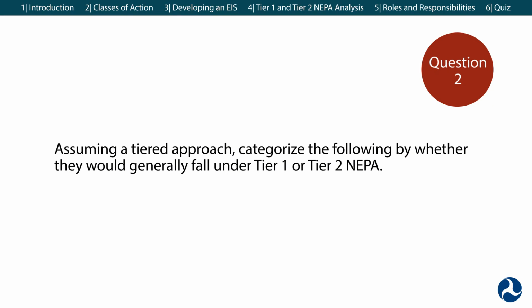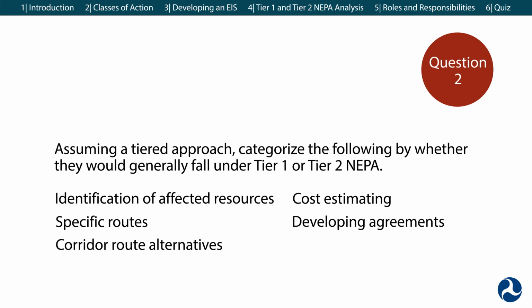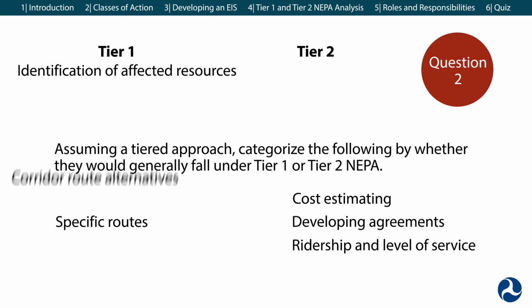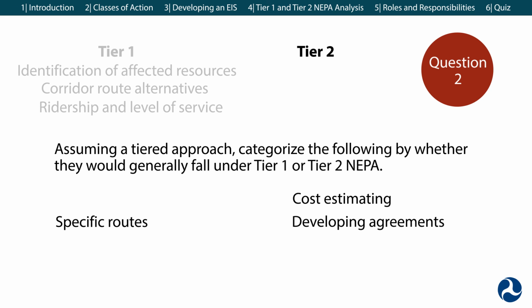Question 2. Assuming a tiered approach, categorize the following by whether they would generally fall under Tier 1 or Tier 2 NEPA: identification of affected resources, specific routes, corridor route alternatives, cost estimating, developing agreements, ridership and level of service. Tier 1 NEPA focuses on the stages of planning and concept design, which would include the identification of resources, the selection of corridor route alternatives, and the ridership and levels of service. Tier 2 NEPA is concerned with details vital to preliminary engineering. This includes narrowing down the corridor route alternatives to specific routes and developing the relevant draft agreements.